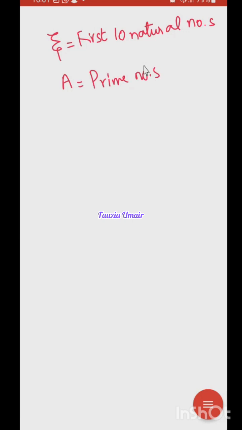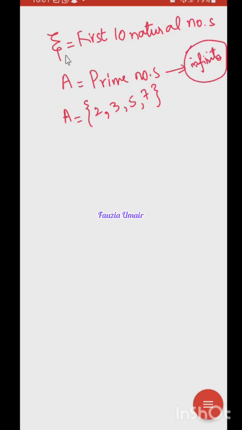so what are the elements of set A? Set A के elements क्या होंगे? 2, 3, 5, 7. Okay. So should I write 11? No, ma'am. Now, if there were no universal set, prime numbers would be an infinite set, right?